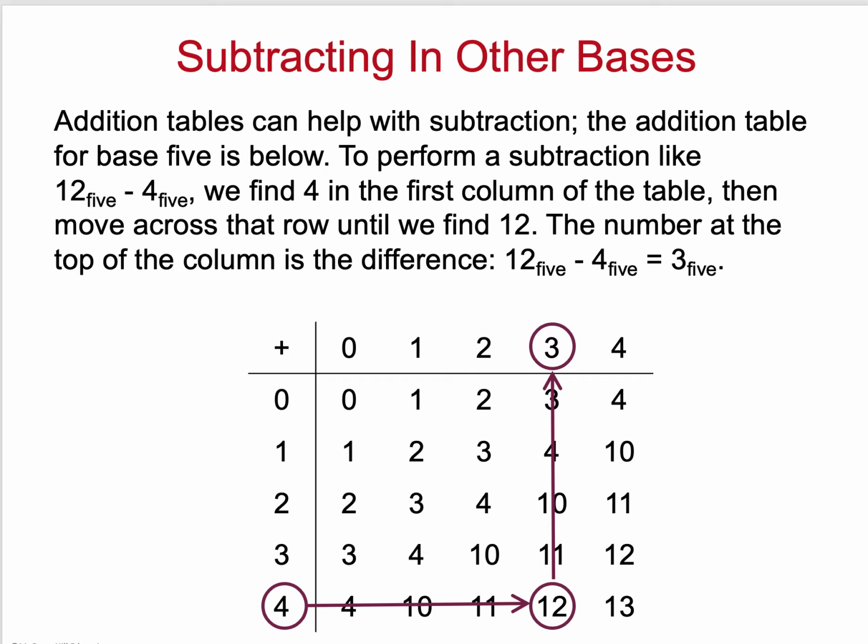Now subtraction in other bases is going to be very similar. If I have 12 base 5 minus 4 base 5, I need to think of that as 12 minus 4, and base 10 would be different. So I would look at that table, identify the 12, and that's going to be 4 and 3. So that is going to be 3 base 5.